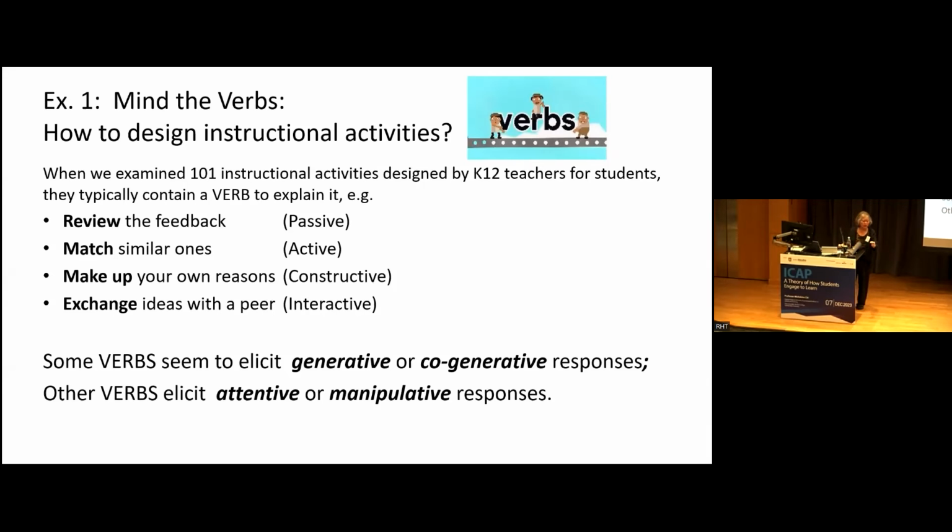for students, you have to tell them what to do, right? And when you tell them what to do, you have to have a verb. So you might say, review the feedback, match similar ones, make up your own reasons, and exchange ideas as appropriate. And it turns out all these verbs could be classified easily. So that's passive, active, constructive, interactive. So we just went and classified all these verbs.